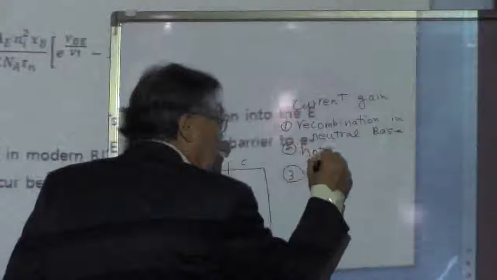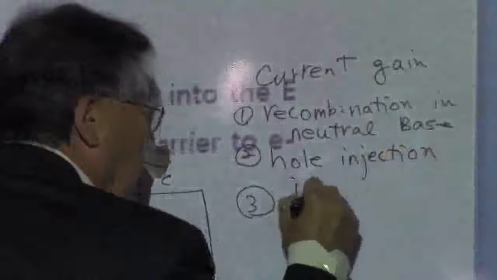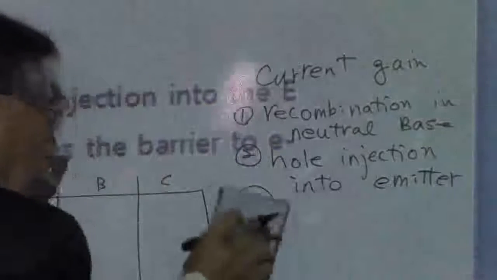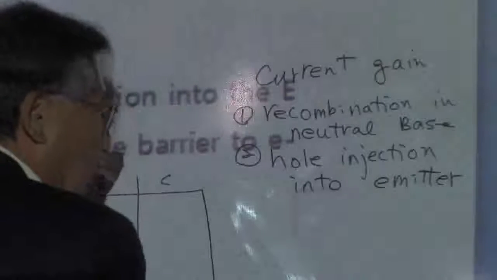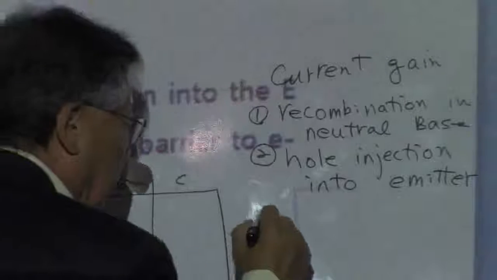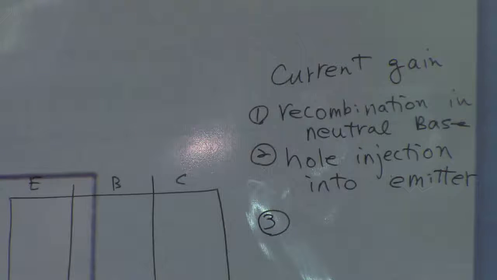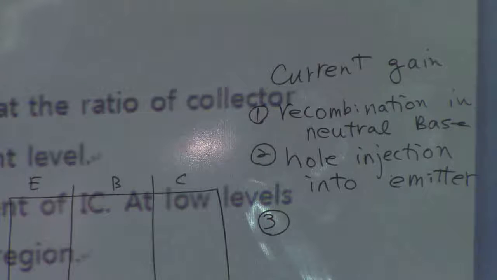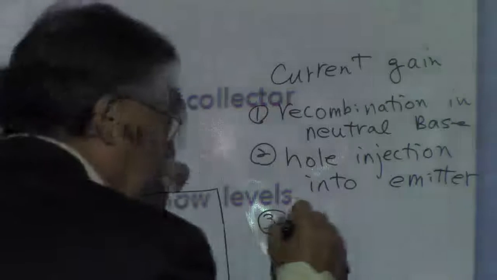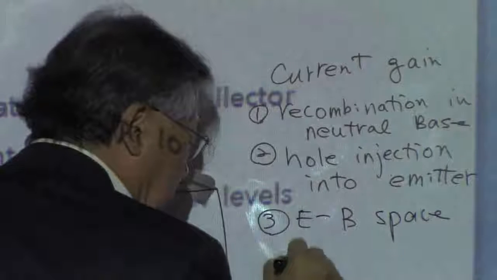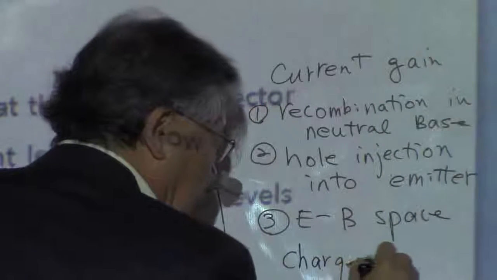Hole injection into emitter. And then number three is going to be recombination in the depletion region, the emitter-base space charge recombination.